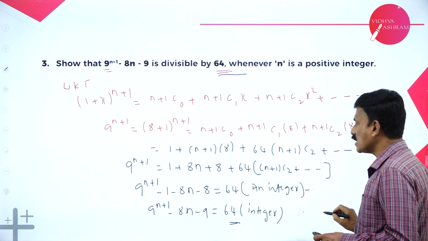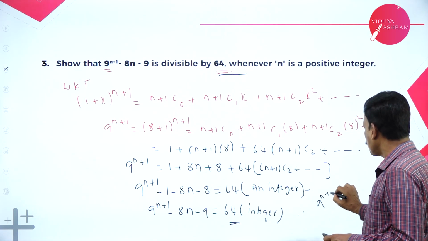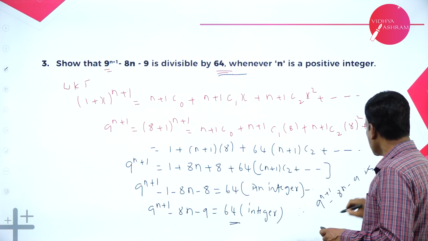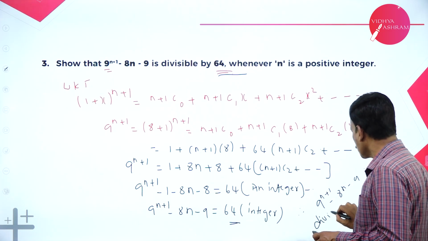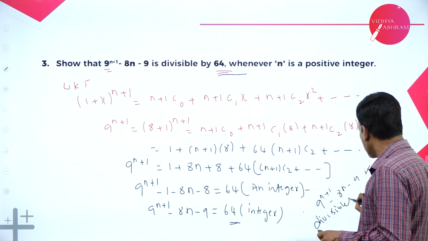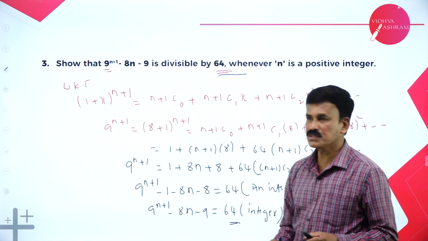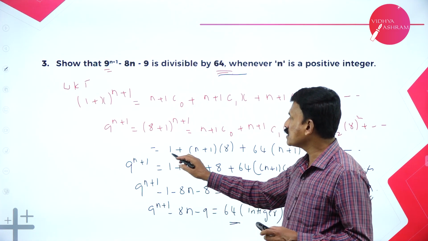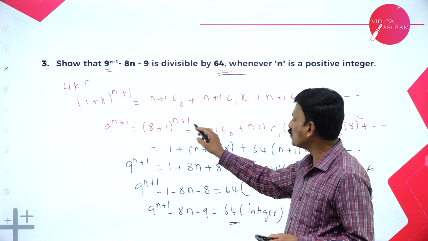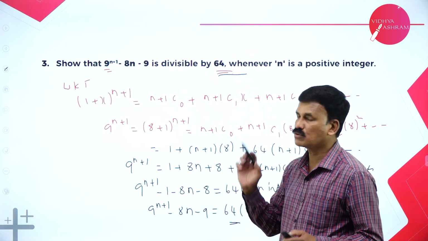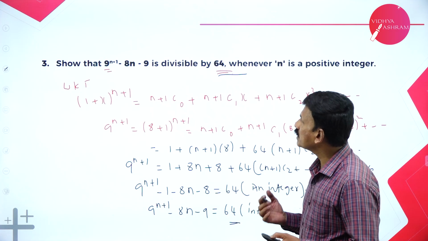So therefore conclude this: 9^(n+1) minus 8n minus 9 is divisible by 64. That's it. Very simple problem. Just simplify 9^(n+1) as (8 + 1)^(n+1). Apply the formula. You will get the answer. That's it. Hope you followed. Okay. Now move on to the next problem.